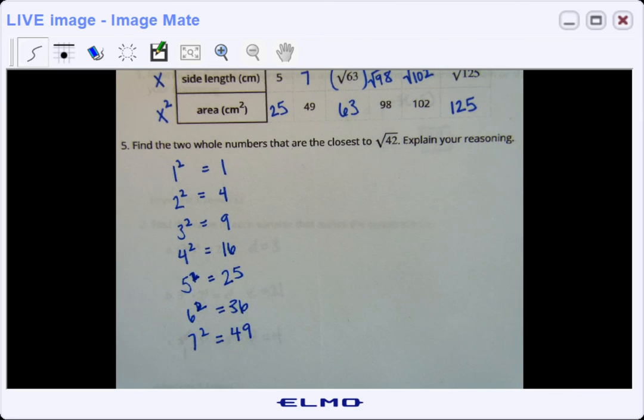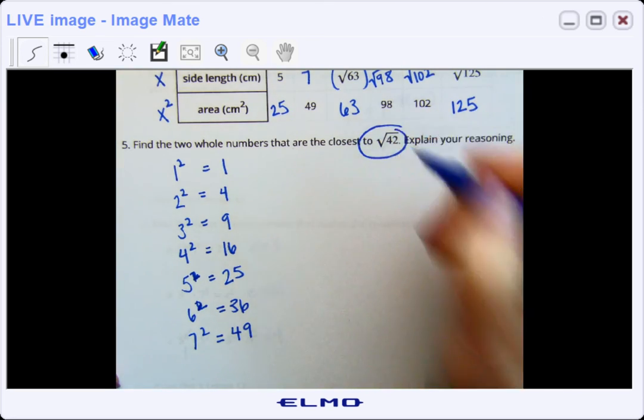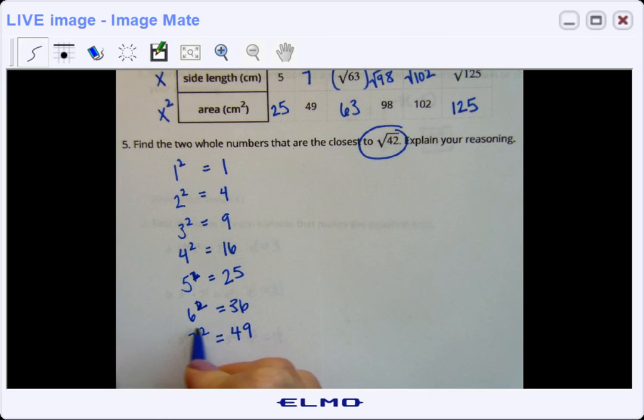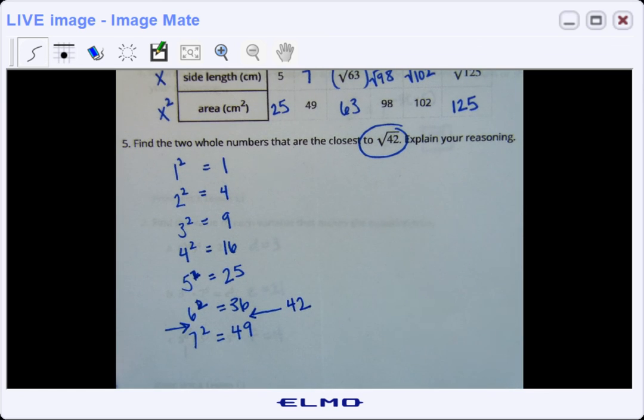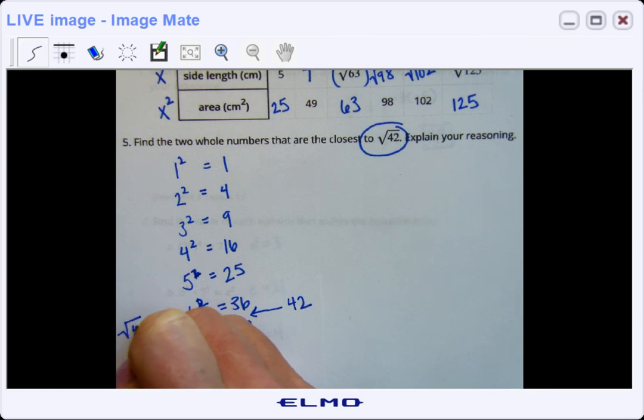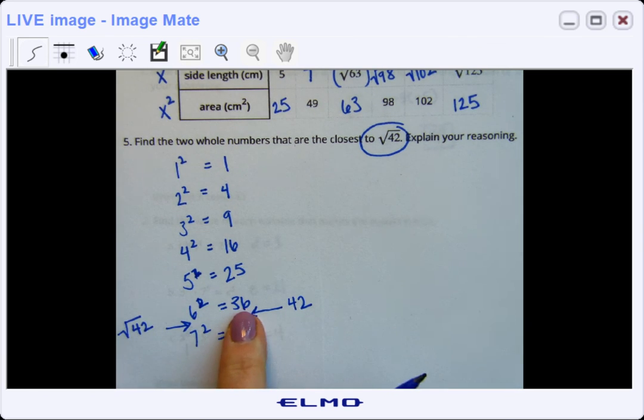Okay, so I know that the square root of 42 is going to be in between 6 and 7. How do I know that? Because 42 is between 36 and 49. So if 42 is in between those two numbers, then the square root of 42 is going to be between their square roots. So the square root of 36 is 6, and the square root of 49 is 7. So the square root of 42 is going to be between 6 and 7.